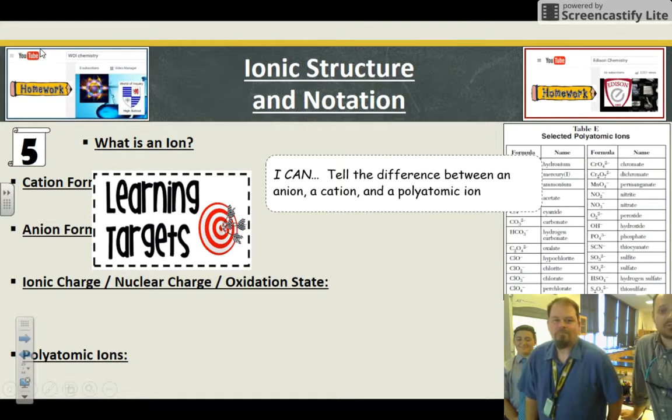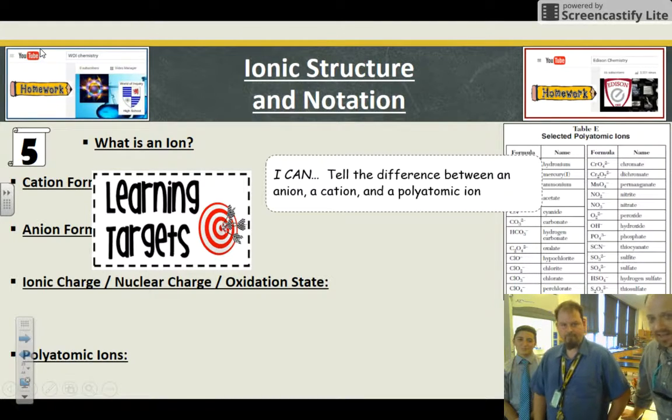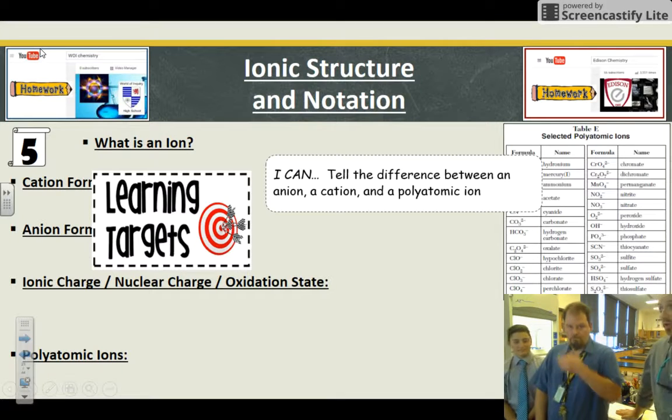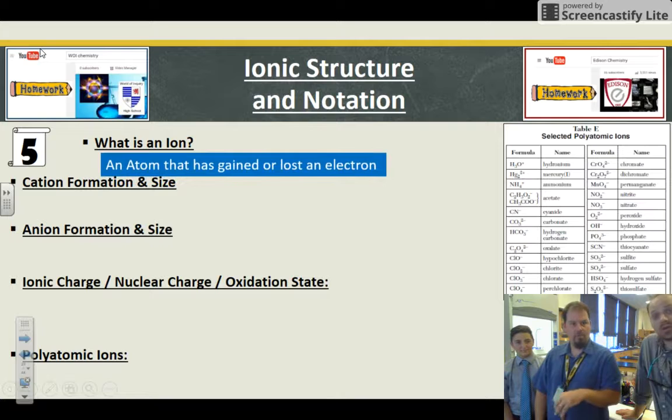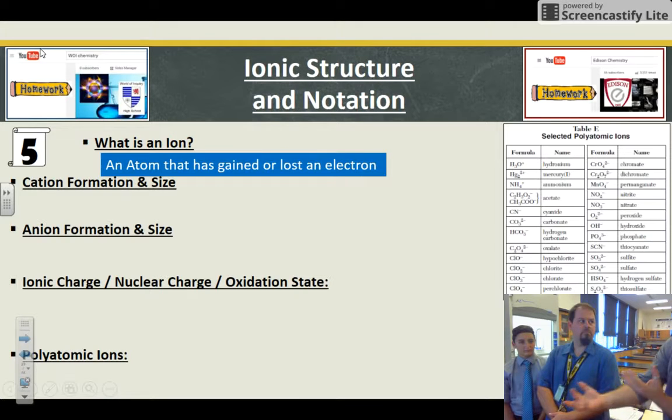You've got to be able to tell the difference between anion, cation, and polyatomic ion. So, we're going to start with a definition of what an ion is, so we can differentiate between the others. It's an atom that's gained or lost an electron. So the protons and electrons are no longer in balance. It's no longer neutral. It now either has more protons than electrons and is positively charged, because the protons outweigh, or more electrons than protons and is negatively charged, because the electrons outweigh. It's really that simple.